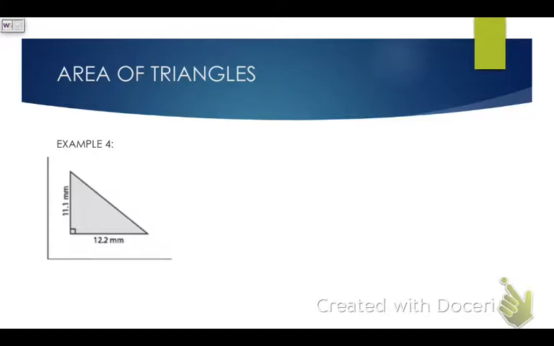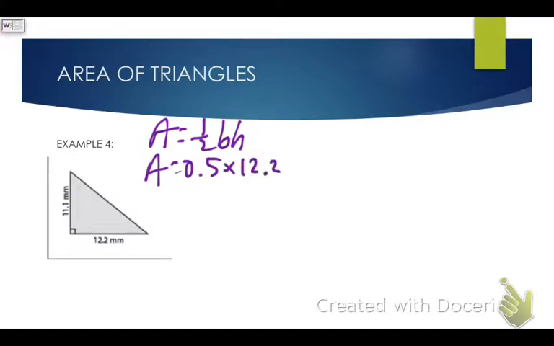Example number 4 again is area equals 1/2 base times height, and you can change that 1/2 to 5/10. So we got 5/10 times 12 2/10 times your height, which is 11.1, and area equals. Alright, so let's take 5/10 times 12 2/10. I'm going to put it over here.